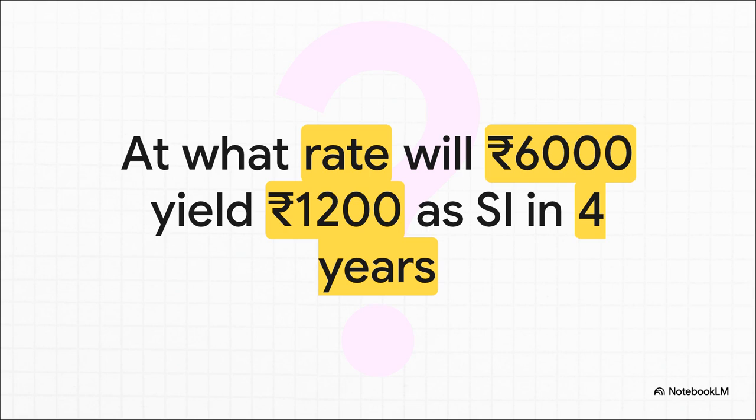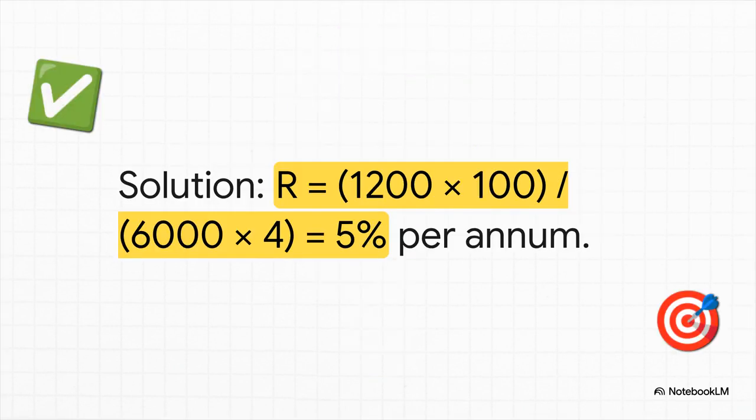So, looking at our toolkit, which formula are we going to use? Yep, we grabbed the formula for rate. So R is going to be the SI, 1,200, times 100, and we divide all of that by the principal, 6,000, times the time, 4. You run the numbers, and it simplifies all the way down to 5% per year. See how that works? Once you've got the toolkit, these problems aren't so scary after all.